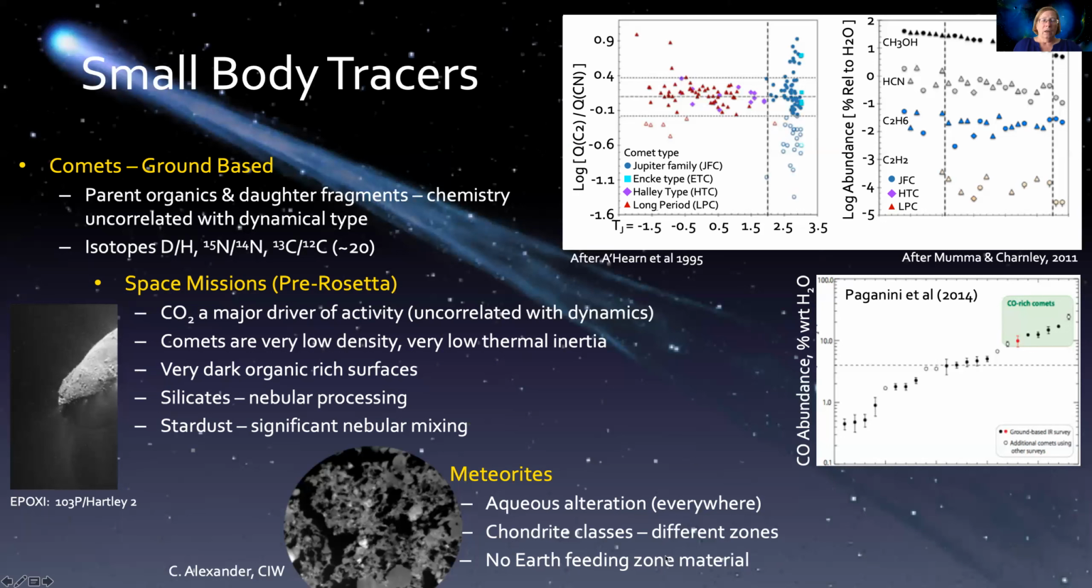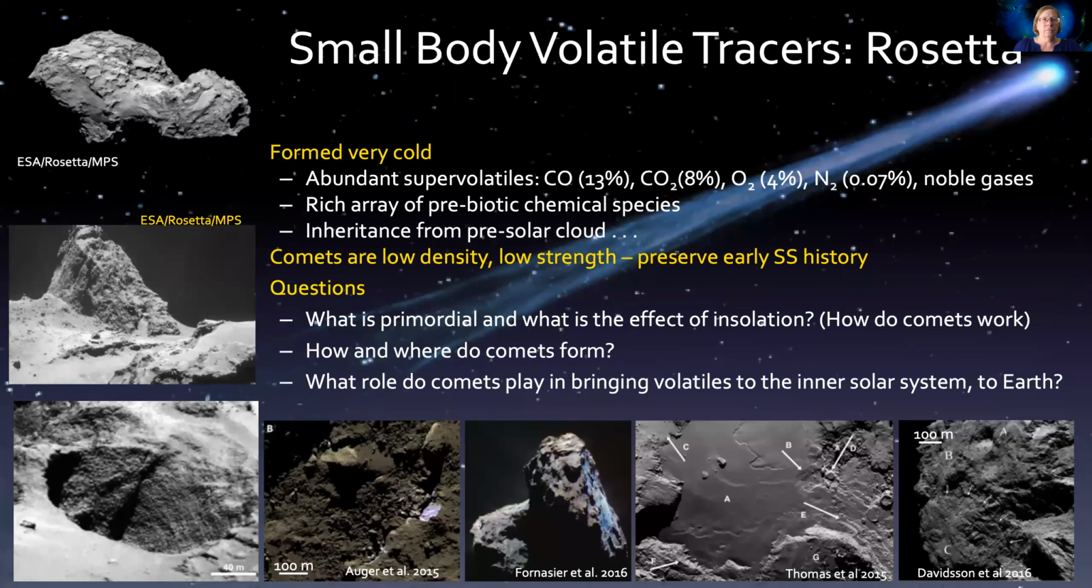of all the different primitive classes, we see that there was a lot of water, a lot of interaction between the water and rock, but none of the materials chemically or isotopically matched Earth. So we don't have samples of the young Earth.